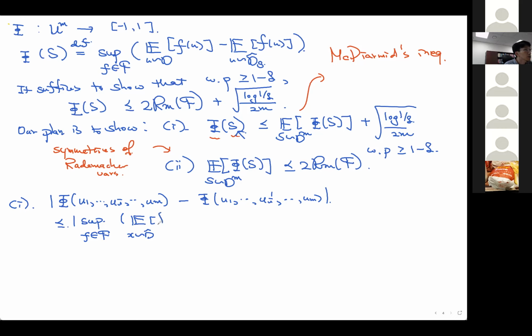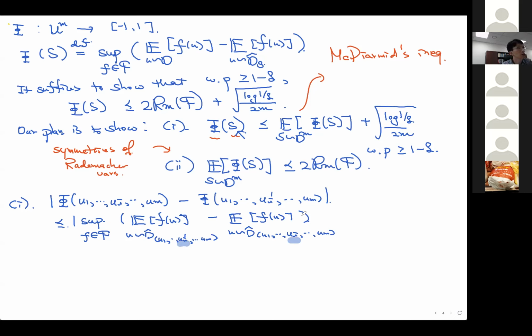of f of u, because my notes use x, and I keep getting confused. But then the empirical distribution you're using is u1 to ui prime to un, minus the empirical distribution u1, ui, un of f of u. Okay. So the key thing to notice is that in one you have ui, in the other ui prime, and all the rest are the same.